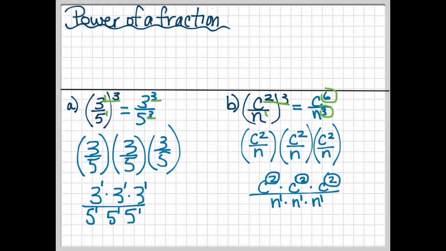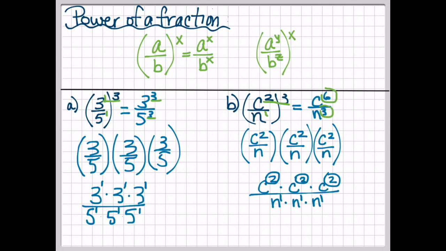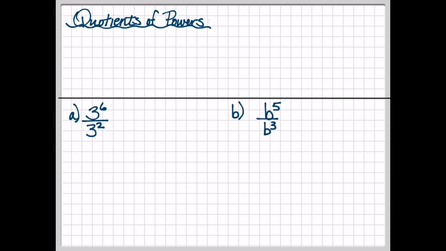So let's make a rule. If I have a fraction, a over b to the x power, that's going to simplify to a to the x power over b to the x power. If I have a fraction that already has exponents, let's say a to the y over b to the z, that whole quantity to the x power, that is going to simplify to a to the xy over b to the xz.